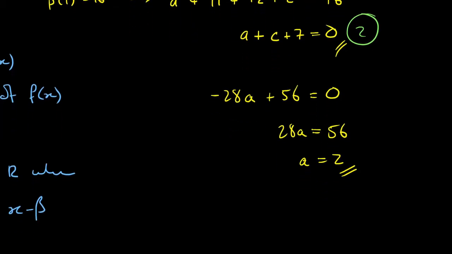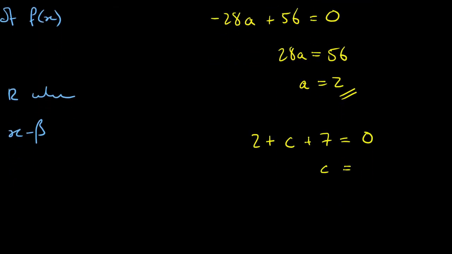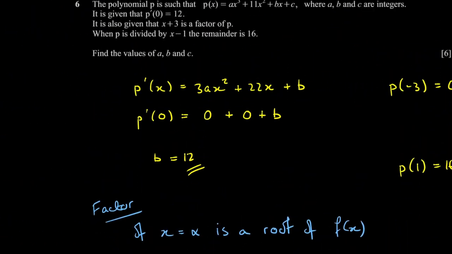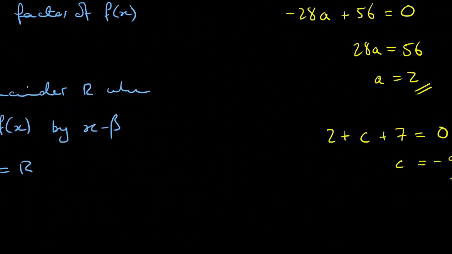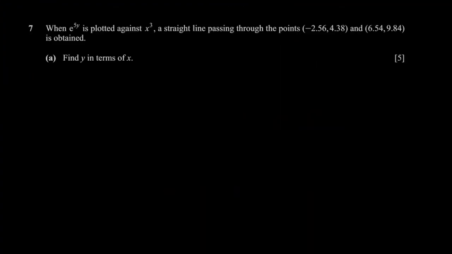If a is equal to 2, I can substitute that into equation 2. So 2 plus c plus 7 is equal to 0, so c is going to be equal to -9. Now let me read the question again, to see if there's anything else I need to do. I just have to find the values of a, b, and c. So my final answer is a is equal to 2, b is equal to 12, and c is equal to -9. I'll check that against the mark scheme. A is 2, c is -9, and b is equal to 12. Yep, that's all correct.